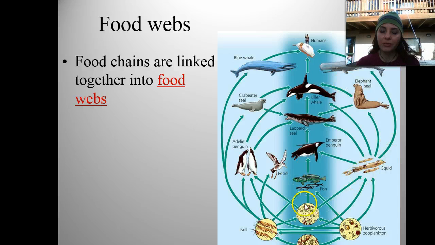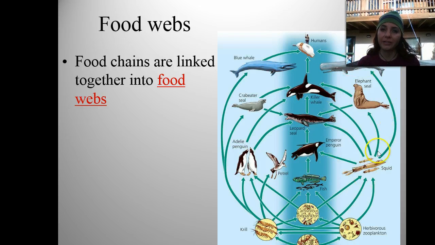So looking at this food web right here, I'm going to go through a couple of food chains. I could start off with phytoplankton, which would be eaten by krill, which would be eaten by a petrel. I could start off with phytoplankton, which are eaten by herbivorous zooplankton, which are eaten by fish, which are eaten by a penguin, which is eaten by a leopard seal, which is eaten by a killer whale, which could be killed by a human.